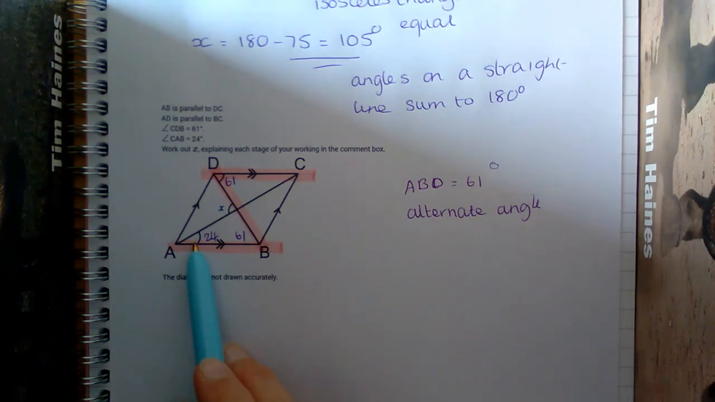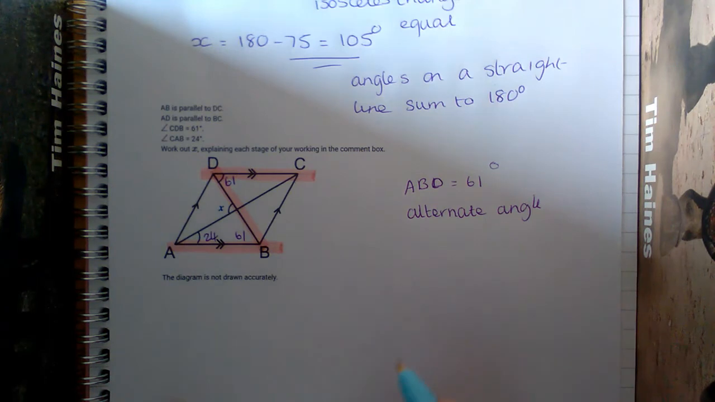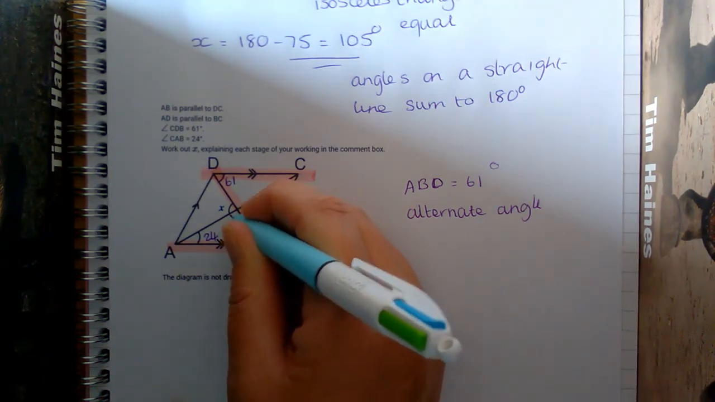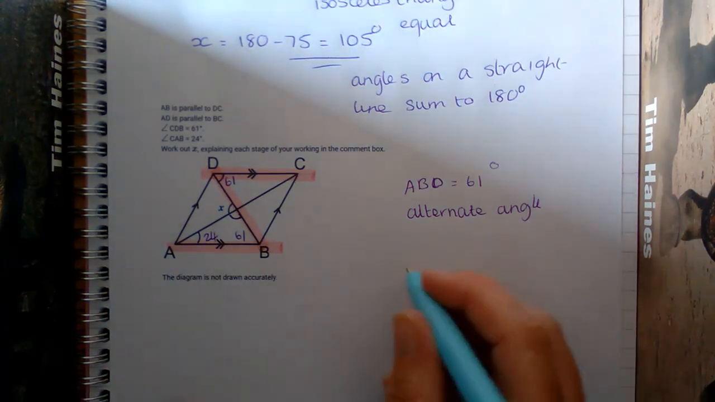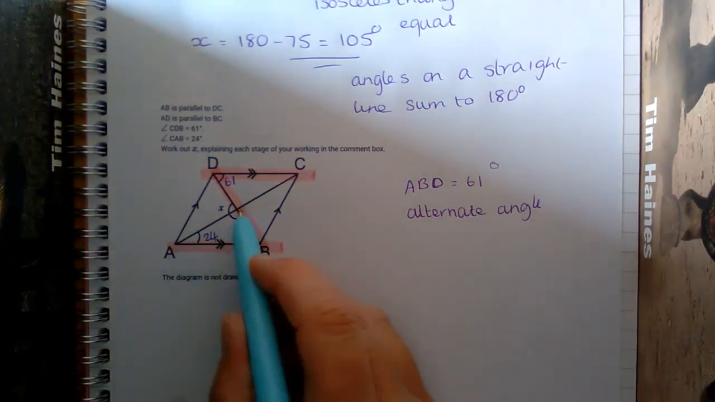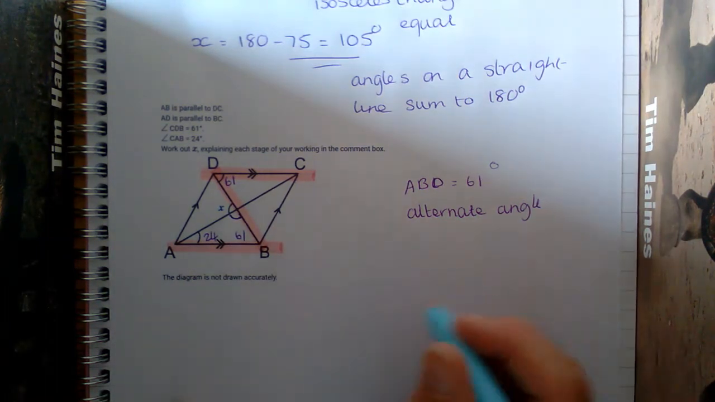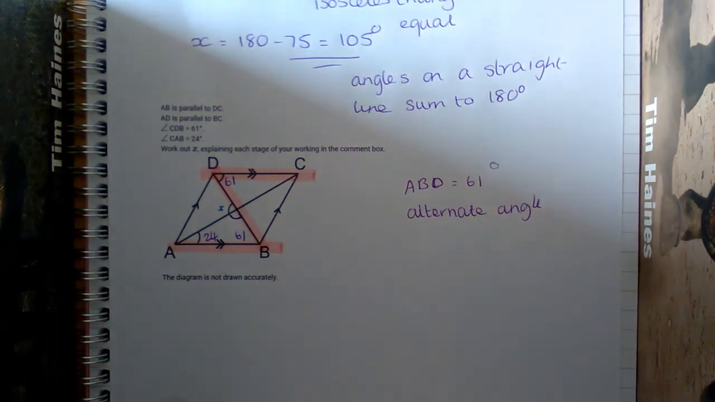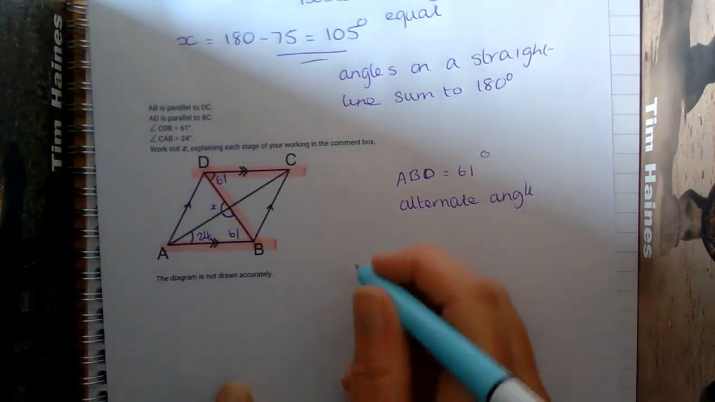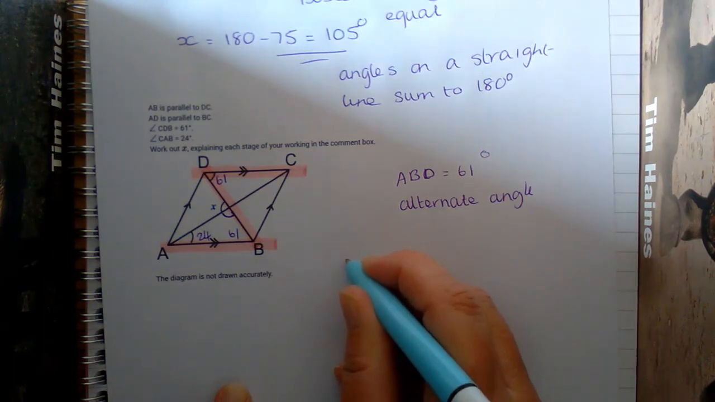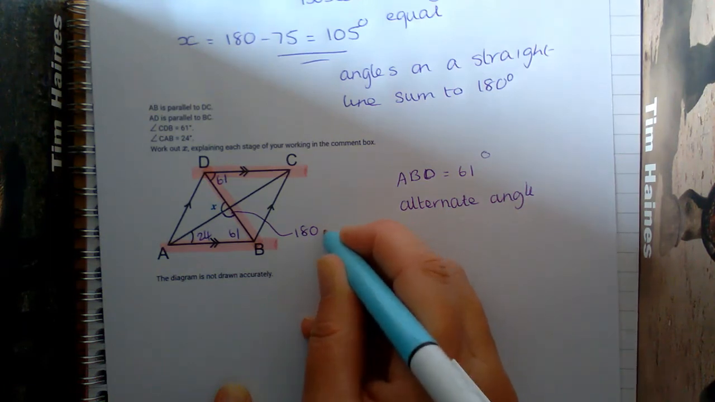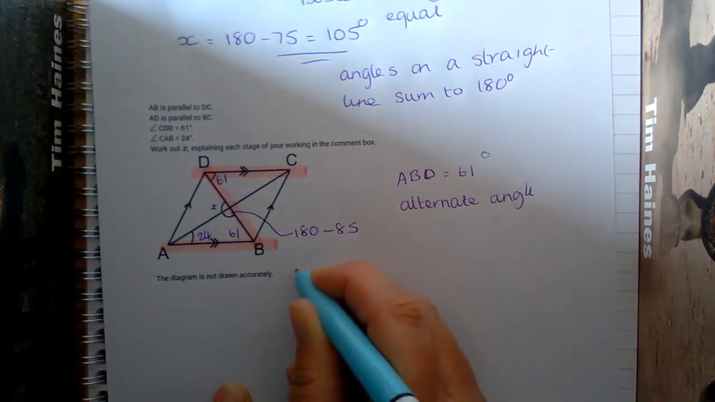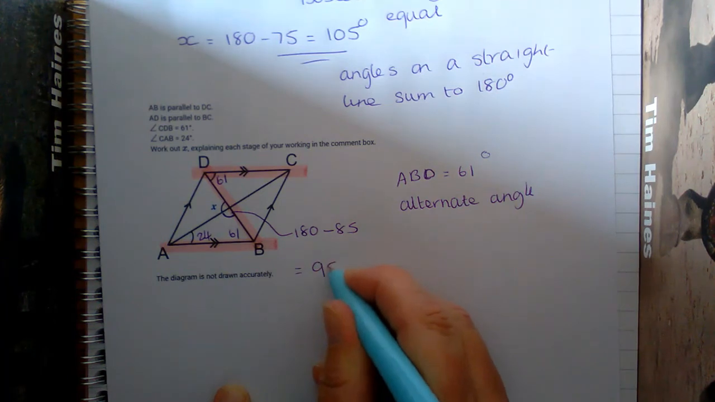Okay, if I know that this is 24 and this is 61, I know what this angle is now, don't I? Because it's angles in a triangle. So 61 plus 24 is equal to 85. So that angle is going to be 180, take away 85, which is going to give me 95.